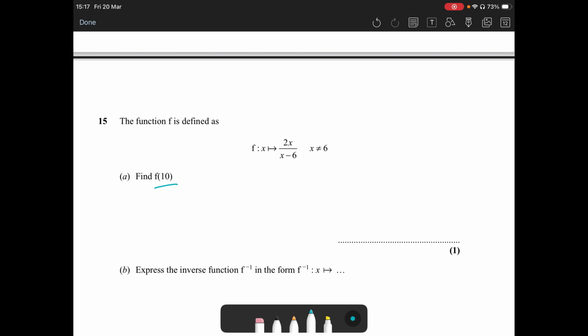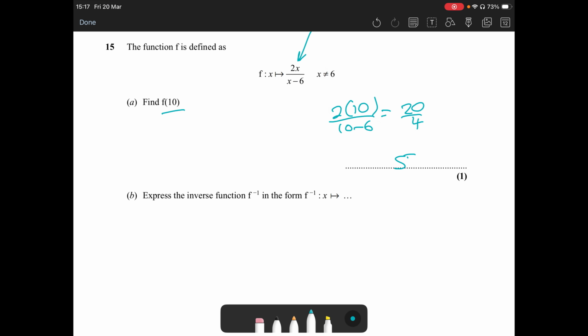Right, so to find f(10), we're just inputting 10 here. So 2 bracket 10 over 10 take away 6. What, 20 divided by 4? That's 5, so f of 10 is 5. Now, the inverse function: the way you find the inverse is, instead of calling it the inverse, let's say y equals 2x over x minus 6. Your job is to make x the subject. If you can do that, you have 1.